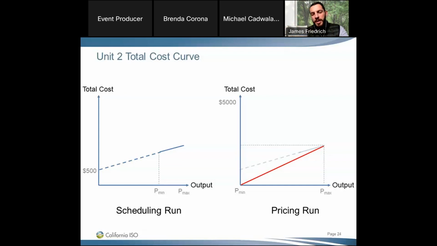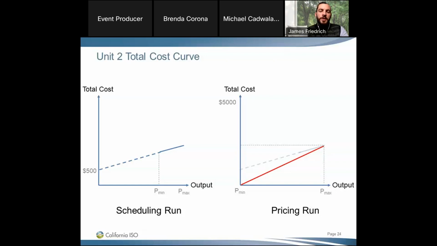And then when you look on the right-hand side in the pricing run, you notice that the line in comparison to the scheduling run supply curve is steeper, which represents the added marginal cost from the previous slide. But it's also, instead of starting the total cost curve on the y-axis at $500, it sort of extends, takes that curve down to 0.